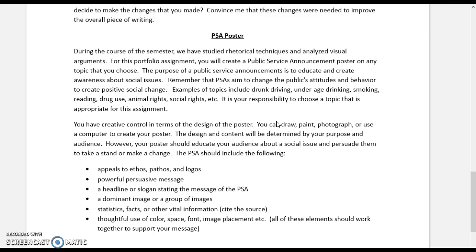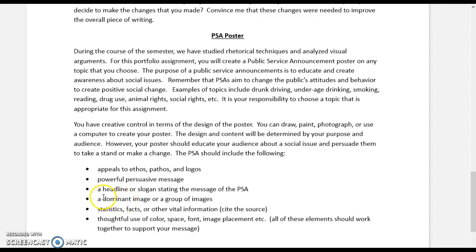Also, you want to pick a topic that you can narrow down. Some topics might be a little bit too broad, so you might want to go ahead and narrow it down a little bit. And remember that because it is argumentative, you want to make sure that you follow the guidelines that I have set forth here. So it should appeal to ethos, pathos, and logos. It should contain a powerful, persuasive message. It should also contain a headline or a slogan stating the message of the PSA.